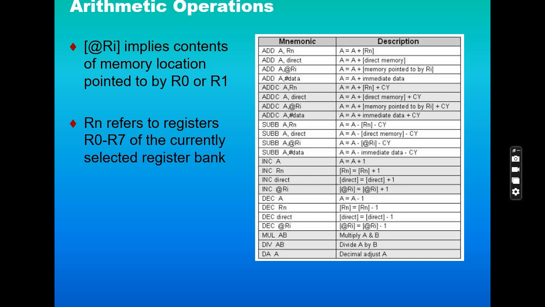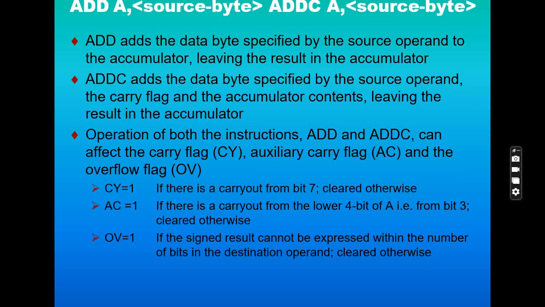Now we will look at all the instructions in detail. So ADD, what does this do? It adds the source and the destination, and the result will be stored in the destination. Which flags are going to be set here? Carry, auxiliary carry, and overflow. Only these three flags will be affected at the end of the execution of this instruction.